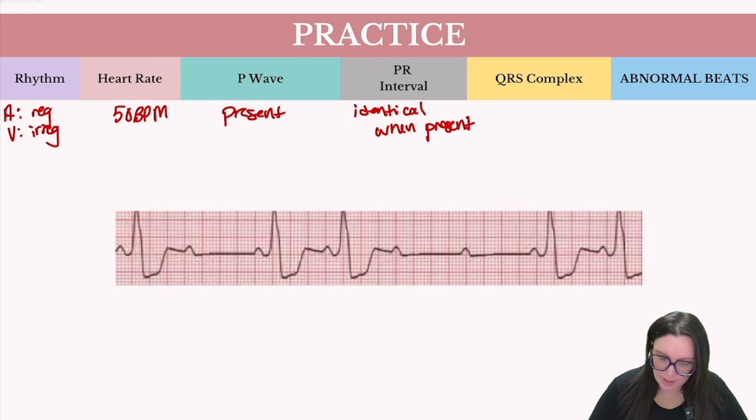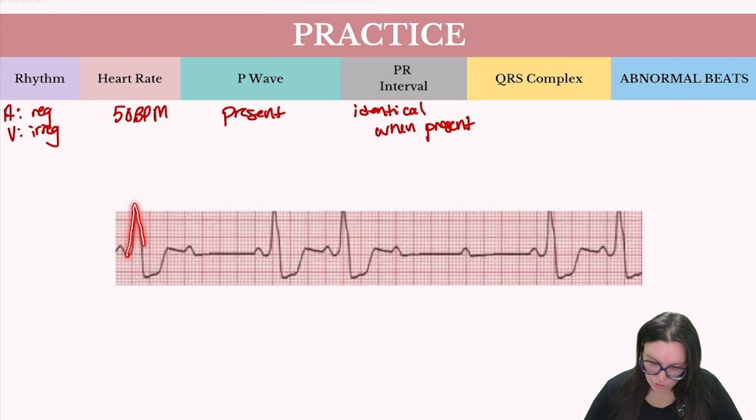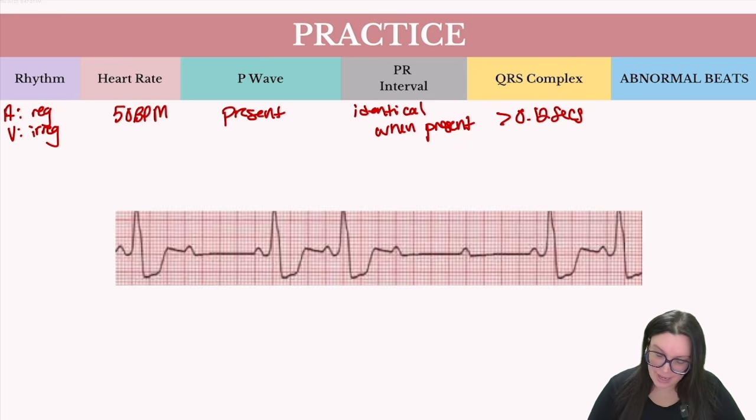And what about my QRS complexes? These are very different from what we've been seeing before, right? These are huge. These are big, wide, ugly QRS complexes. So these are definitely going to be greater than 0.12 seconds. And do I have any abnormal beats? I absolutely do, right? I have a P wave with nothing behind it here, a P wave and nothing behind it here, P wave, nothing behind it, so on and so forth all the way down. So I definitely have some dropped QRS complexes.